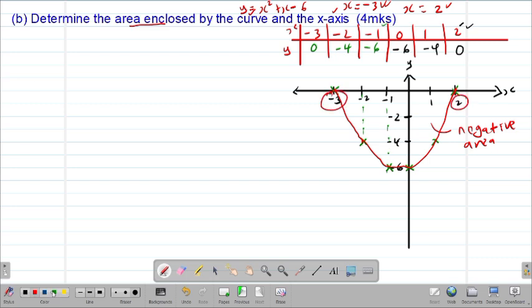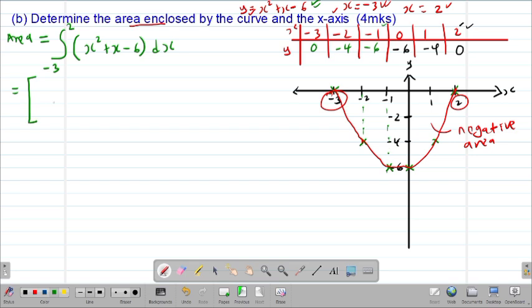Therefore, we say that the area under this particular curve will be given by the integral from the limit of negative 3 up to positive 2. Then we integrate the equation of the curve, which was x squared plus x minus 6, with respect to x. So on integration, this will give us the following.